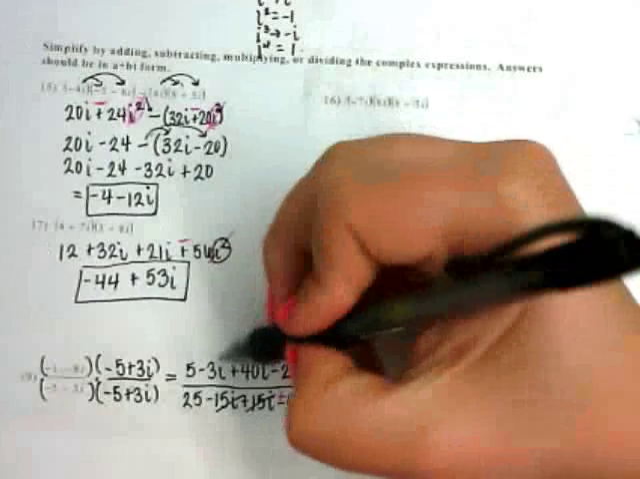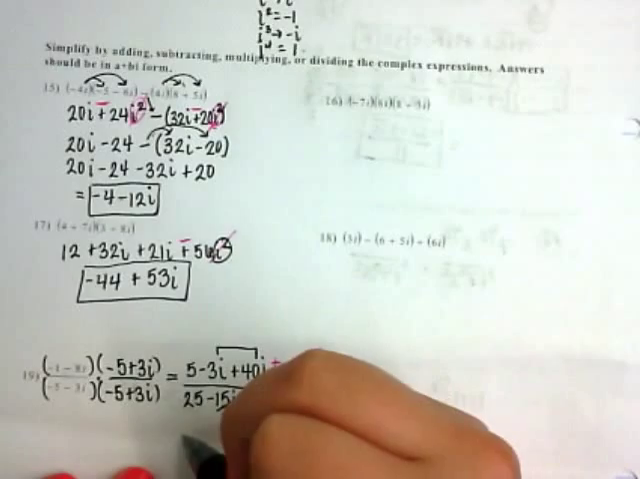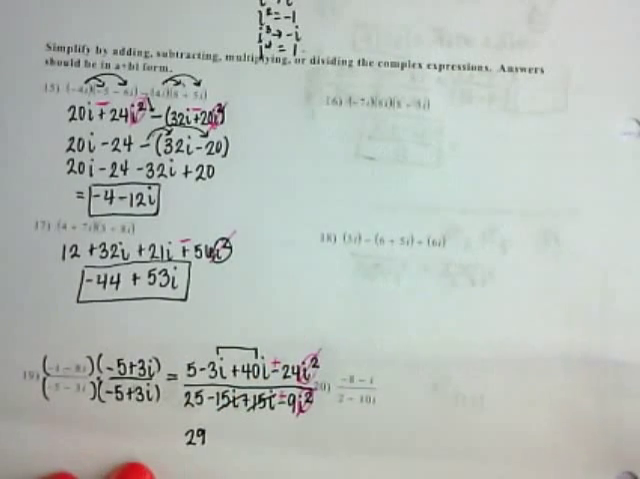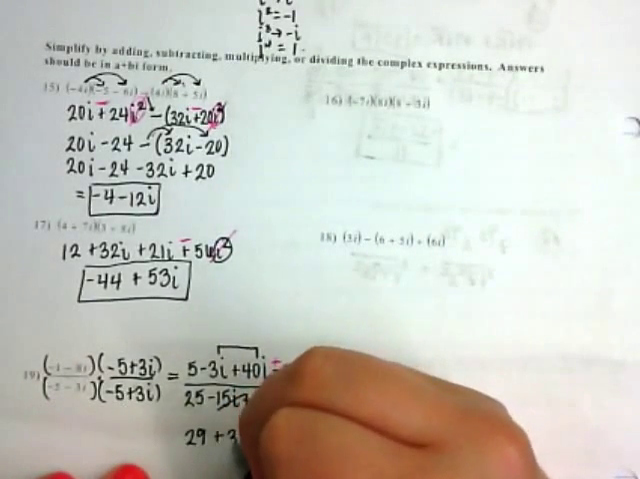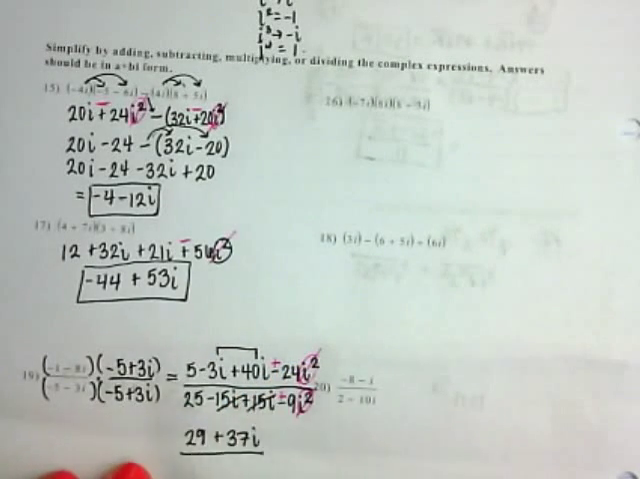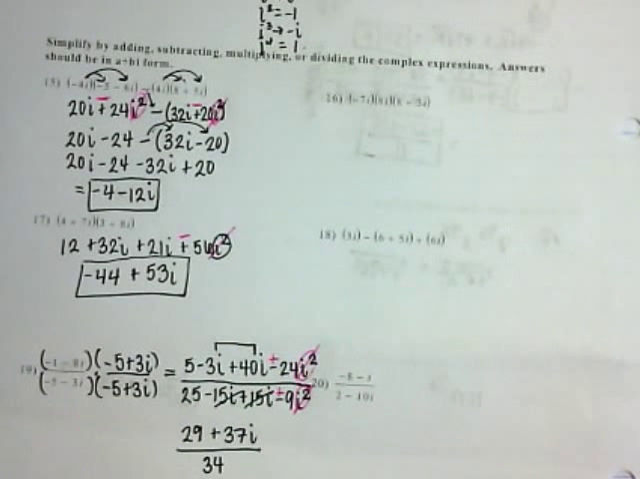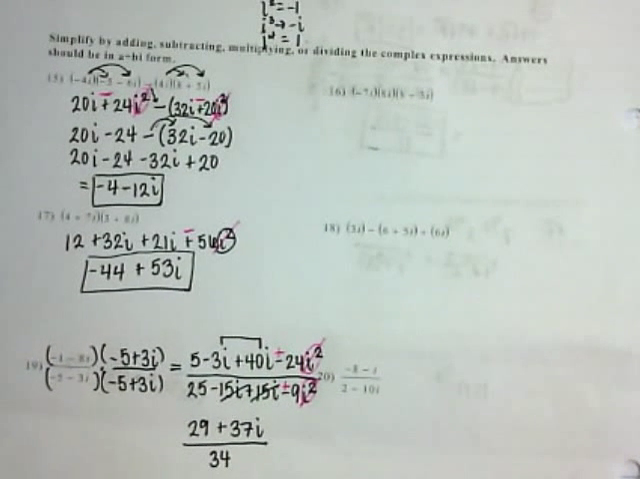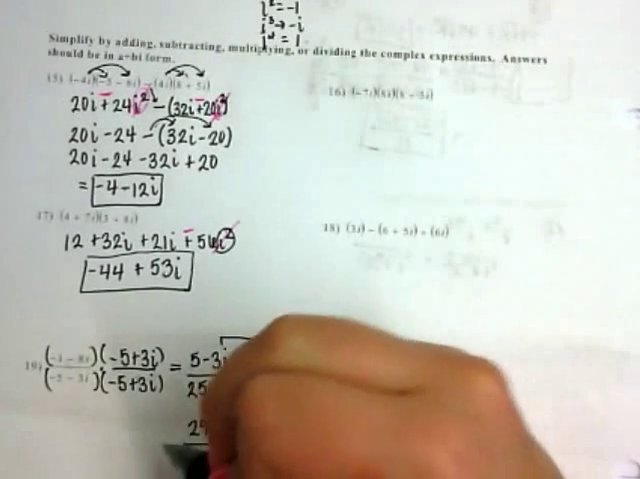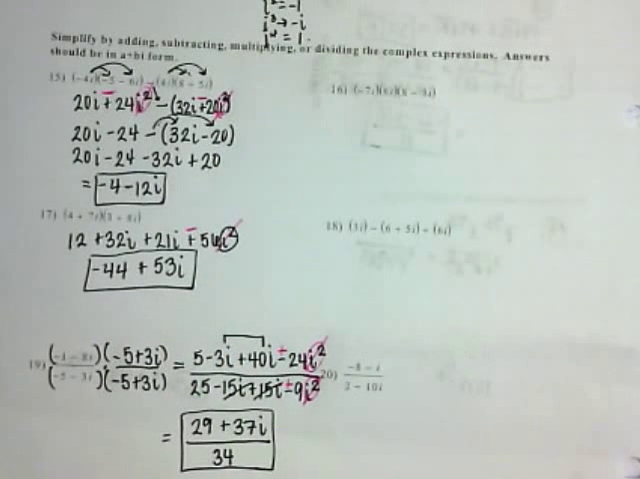The other thing we're going to do is add our real terms together and our imaginary terms together. So 5 plus 24 is 29. 40i minus 3i is 37i. All over 25 plus 9, which is 34. Now, can you think of anything that goes into 29, 37, and 34? Neither can I, which means we're done. And that is our final answer.